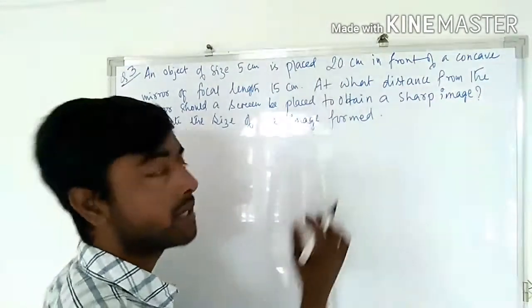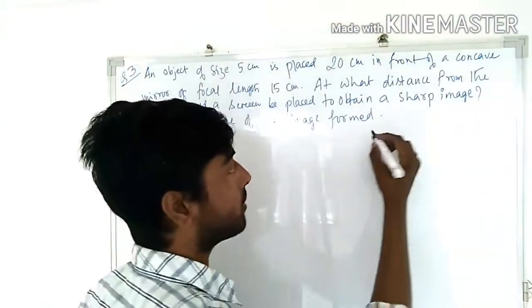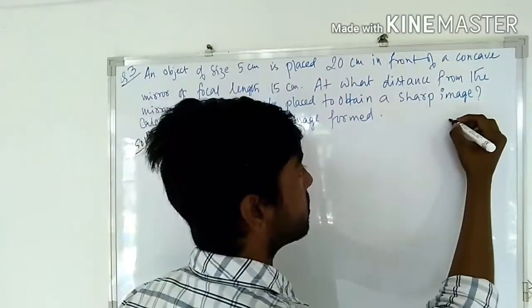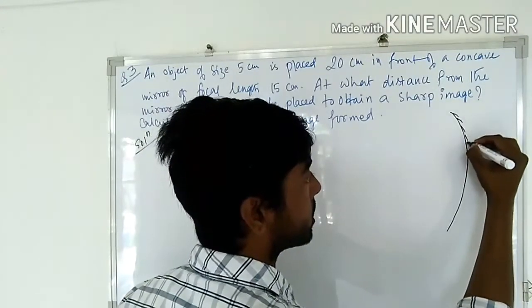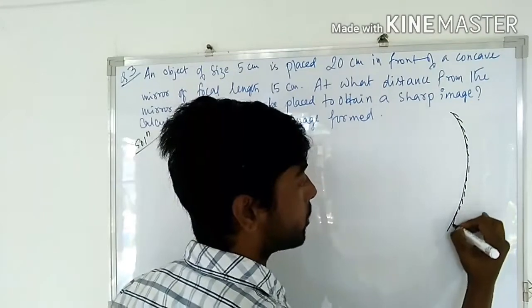You have a what mirror? Concave mirror. Okay, you have a concave mirror, and how to draw the concave mirror? This is the concave mirror. Clear? This is the concave mirror. This is the first concave mirror problem we are going to solve.